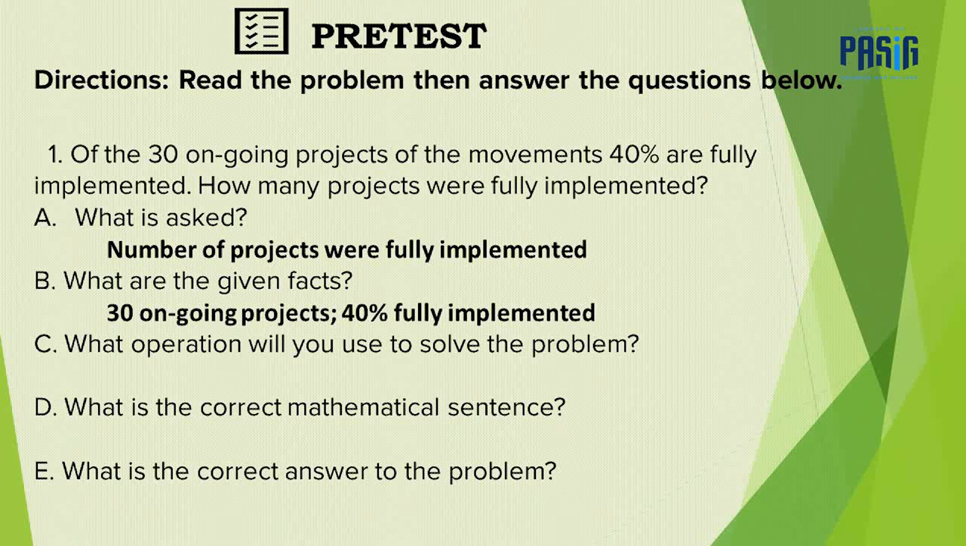Letter C, what operation will you use to solve the problem? Yes, you are correct. The answer is multiply. For letter D, what is the correct mathematical sentence? Correct. 30 multiplied by 40 hundredths equals n. And the last one, letter E, what's the correct answer to the problem? Yes, 12 projects.